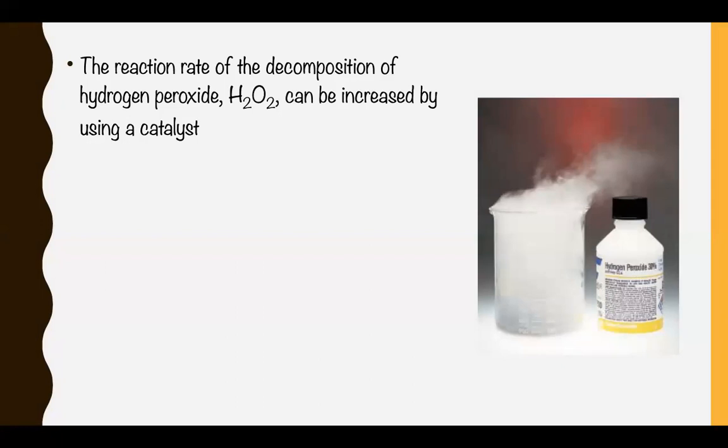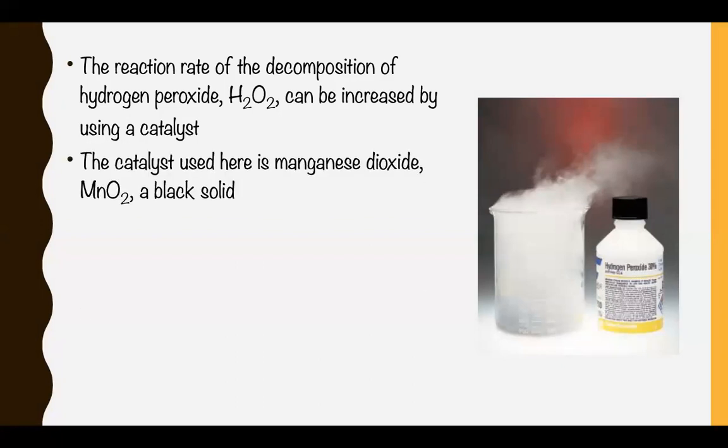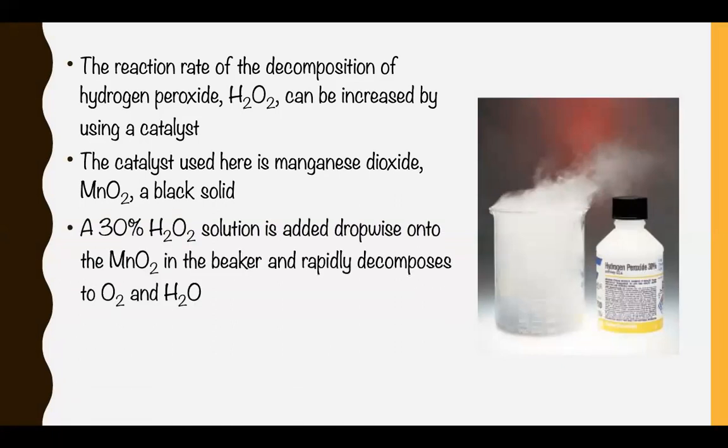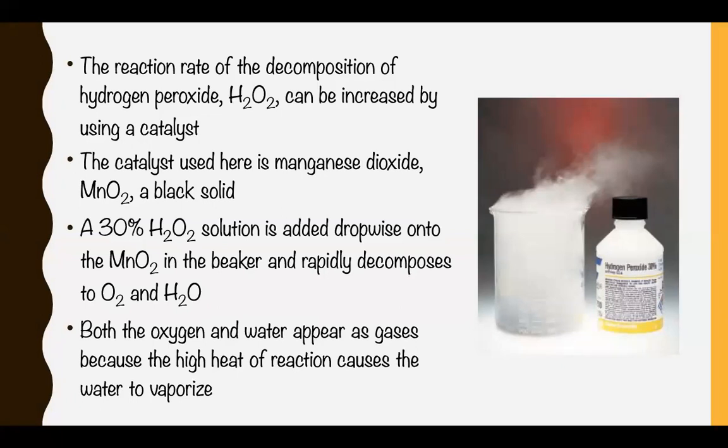The reaction rate of the decomposition of hydrogen peroxide can be increased using a catalyst. Here, they use a catalyst called manganese dioxide, which is a black solid. This is a chemical catalyst. Okay.